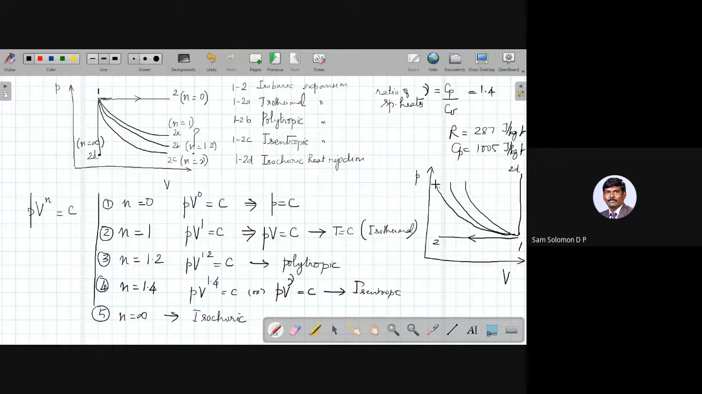and this would be 2A, which is isothermal compression, 2B polytropic compression, 2C isentropic compression, and 2D is isobaric heat addition. Okay, you can write this in a similar way, and once again, this will be from n equal to 0 to n equal to infinity. So this one would be n equal to 1. This one will be n equal to 1.2, and this one will be n equal to gamma.